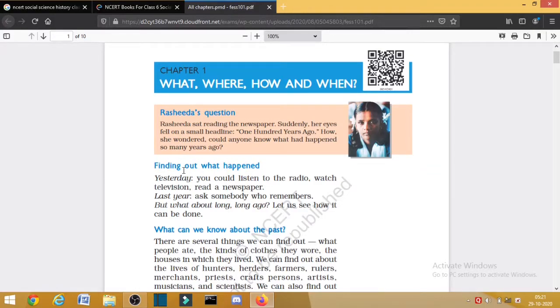Finding out what happened yesterday, you could listen to the radio, watch television, read a newspaper. This is about yesterday. You can know it. Last year, ask somebody who remembers. But what about long, long ago? What happened long, long years back? Let us see how it can be done.